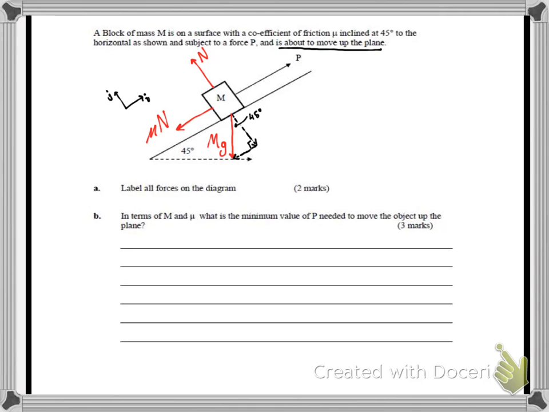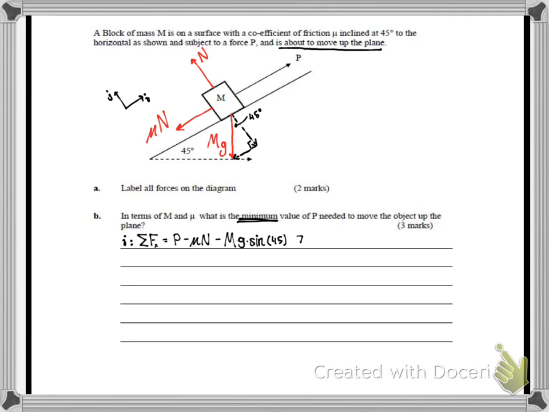Okay, so the motion of the block has competing forces. It's got a friction that's opposing its motion. You've got acceleration due to gravity, which is pulling it down the plane, and so we need a force P that's going to balance out those forces and exceed them to move up the plane. Let's find that minimum value.